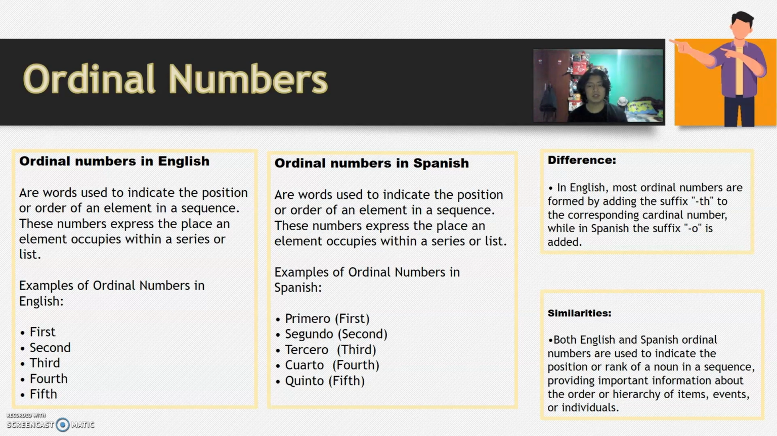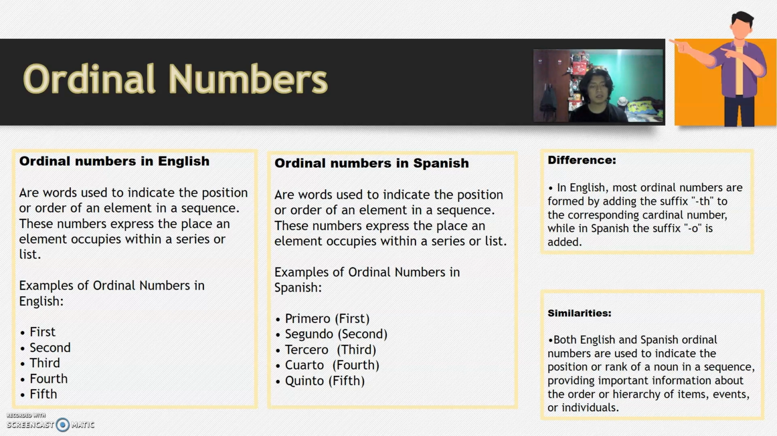The ordinal numbers in Spanish are used to indicate the position or order of elements in a sequence. These numbers express the place an element occupies within a series or list. Next, we have the examples of ordinal numbers in Spanish: primero, segundo, tercero, cuarto, and quinto.